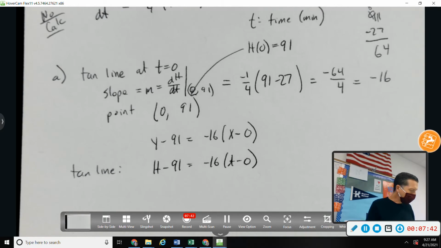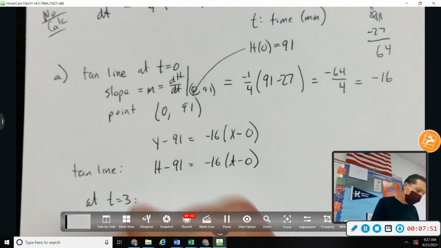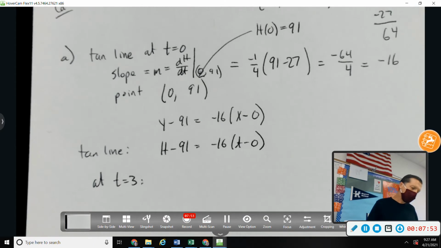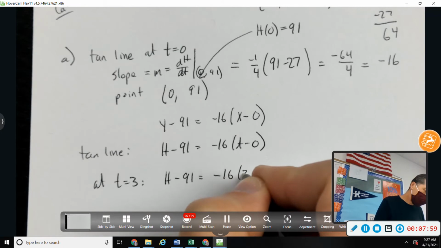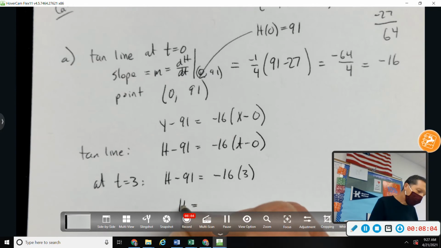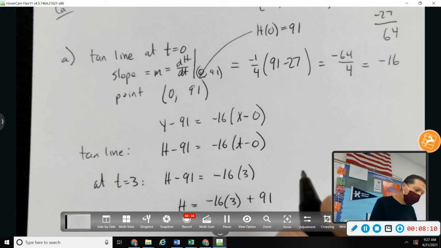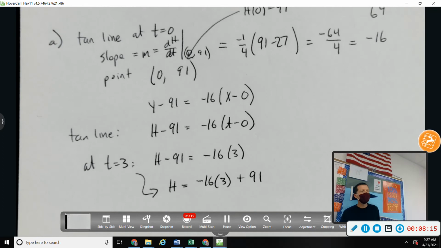Use this approximation to approximate the internal temperature of the potato at time 3. So we'll plug in 3 for t and see what we get. So h equals negative 16 times 3 plus 91. I don't want to mess up the math. I don't have a calculator for this problem. I'll leave it as is. I mean, it's not hard, but why bother with it? Just leave it alone.